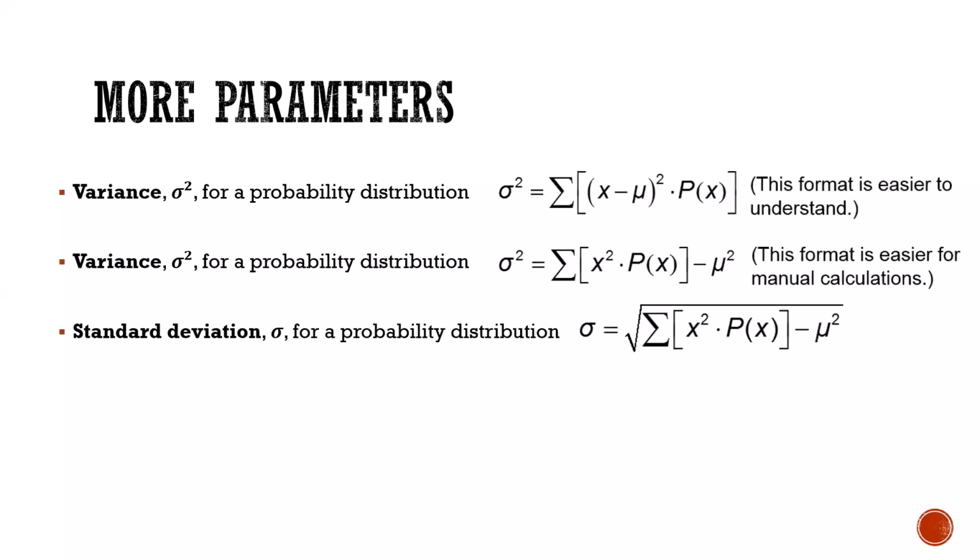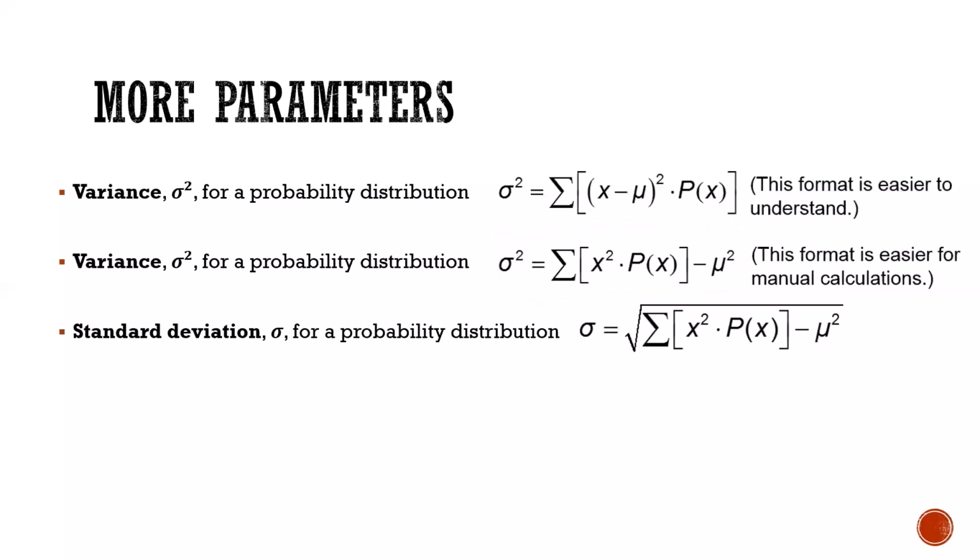So it's easier to calculate the variance. This is what they say is easier to understand, because here you're saying how different a particular play is from the mean. You're squaring it, and then you're weighting it according to the probability, but that's difficult to calculate. This one's much easier to calculate. So that's how you get your variance.